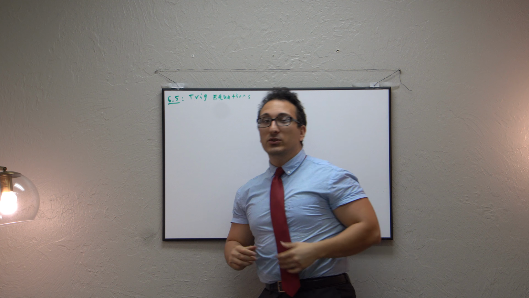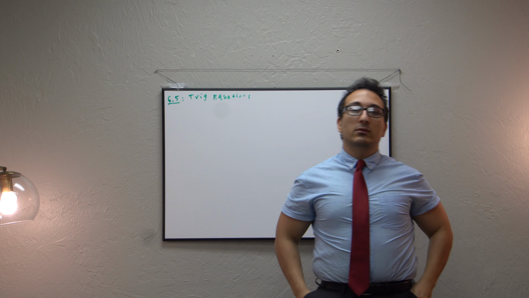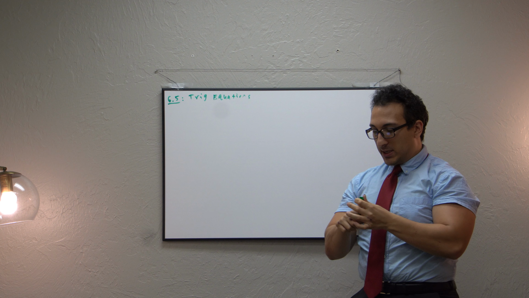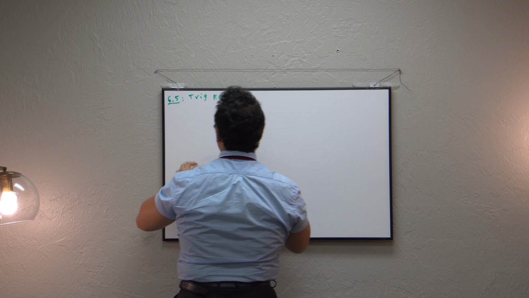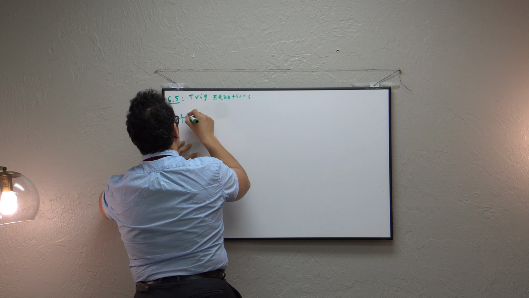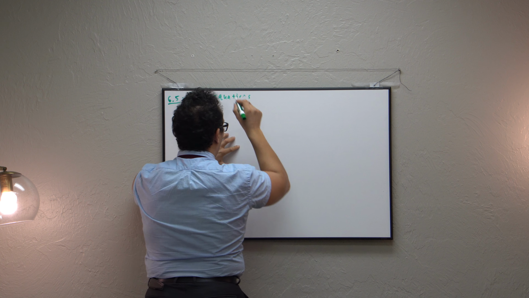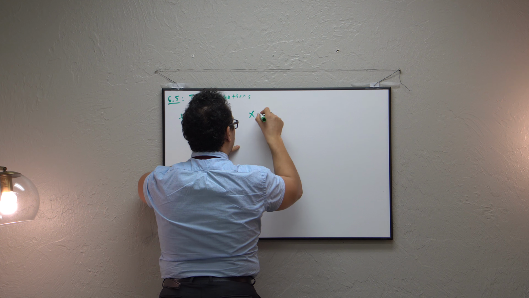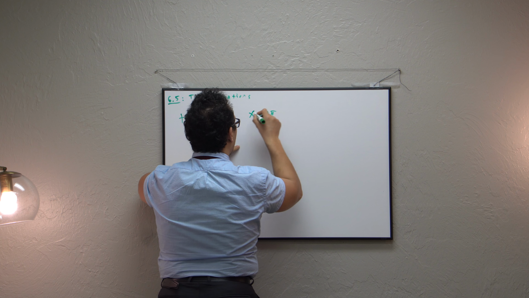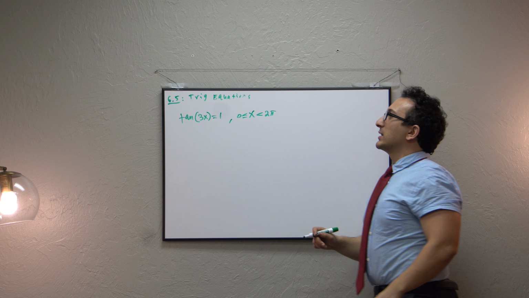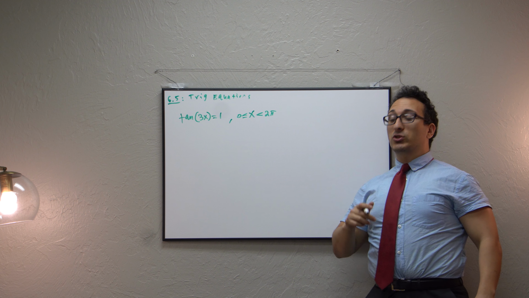We are going to continue from the first video, the trigonometric equations section. Let us consider the following equation. What about the tangent of 3x equal to 1, with the imposed restriction that x is strictly less than 2 pi but greater than or equal to 0? Okay, let's solve for x given this restriction.